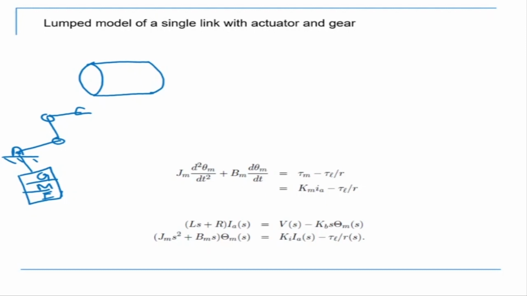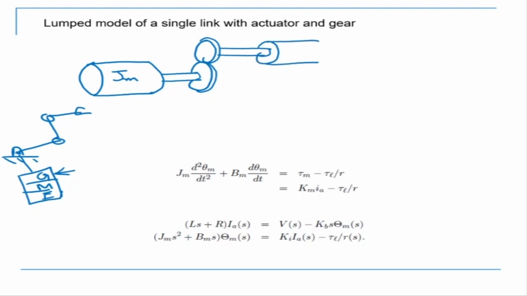So on one side we have the motor. So the motor, there is a Jm, which is the inertia of the motor. This motor is connected to a gear, which is shown here. So that's my gear, which is connected here, and the output of the gear is connected to a link, and let me say this is the inertia of the link. Let me say that this is JL.